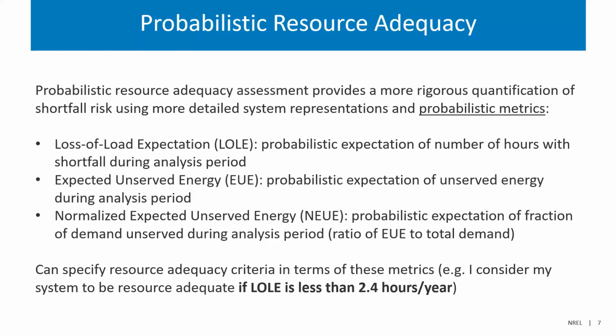So it's the ratio of the EUE to the total demand. As I mentioned at the beginning, the term loss shortfall is very subjective. Since no system is 100% reliable, we use these metrics to express how adequate our system is. Mostly in North America, a system is considered resource adequate or reliable if the loss of load expectation is less than 2.4 hours per year.